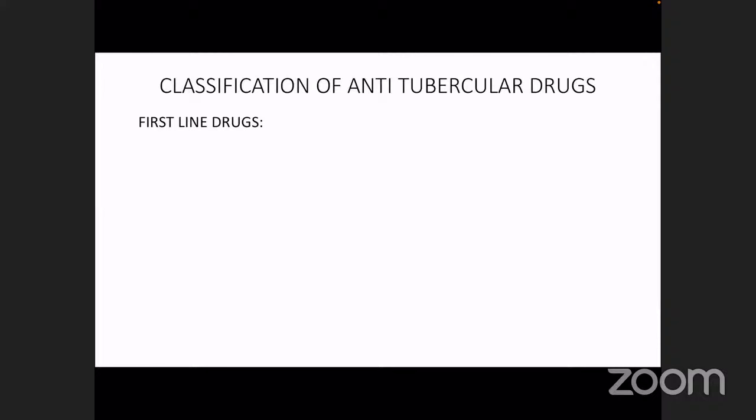Before moving on to the diagnosis of drug-resistant TB, we need to know the classification of anti-tubercular drugs which is currently used. So first line drugs, there are only 4: HREZ, that is INH, rifampicin, ethambutol, and pyrazinamide.